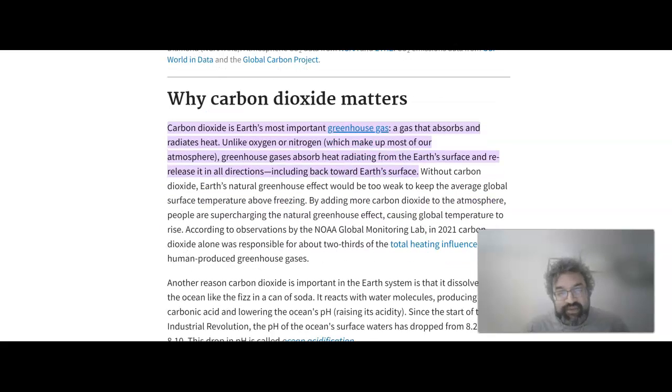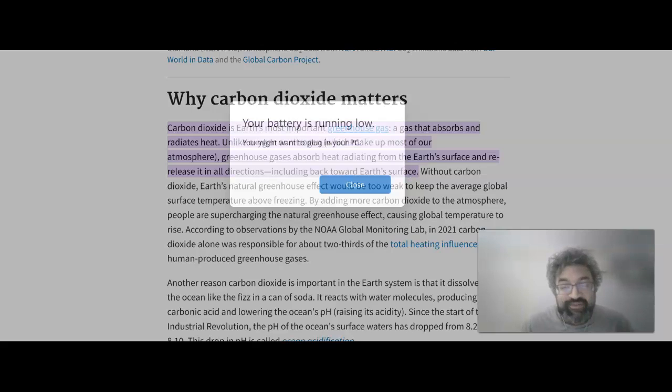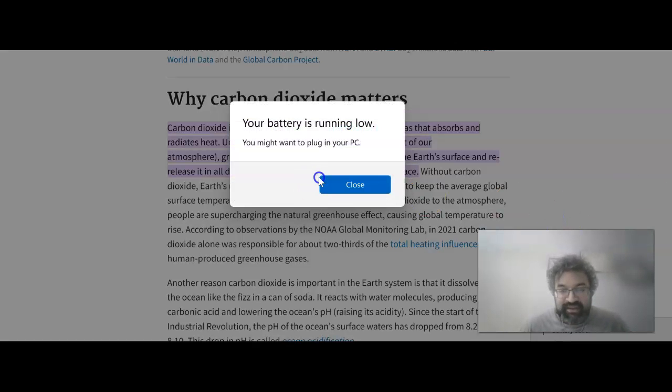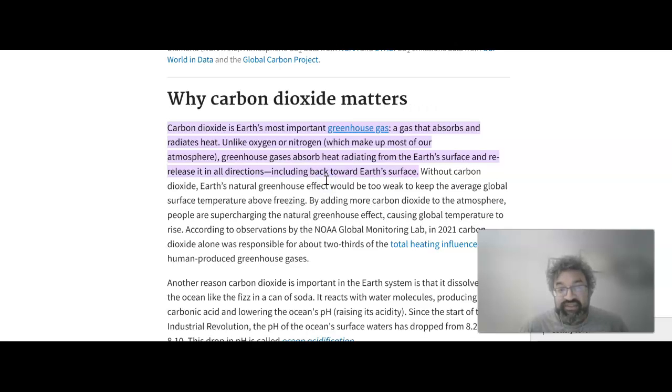So let's get into some of the writing here. Carbon dioxide matters. Carbon dioxide is Earth's most important greenhouse gas, a gas that absorbs and radiates heat. Oxygen and nitrogen are abundantly available in the Earth's atmosphere, but they don't actually absorb heat like this. So Earth's natural greenhouse effect would be too weak to keep the average global surface temperature above freezing.